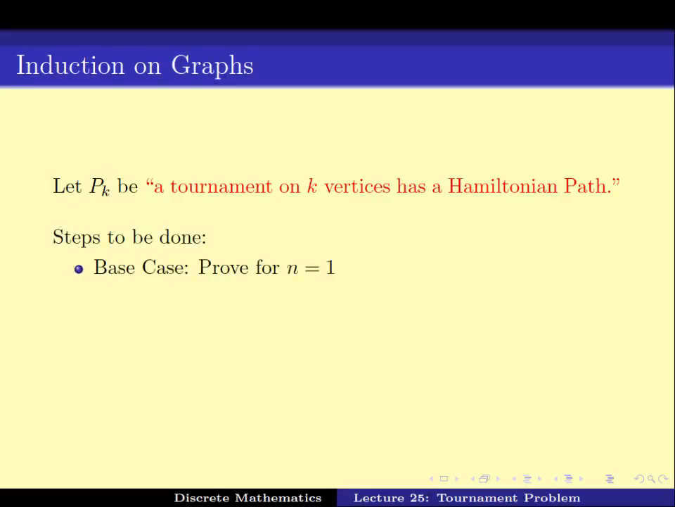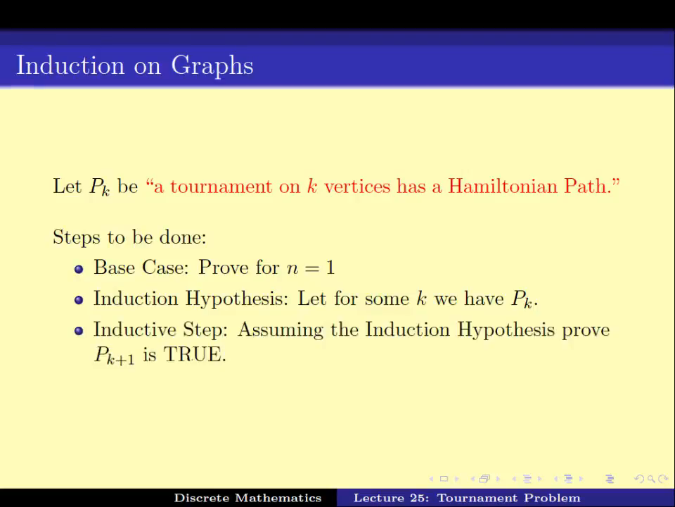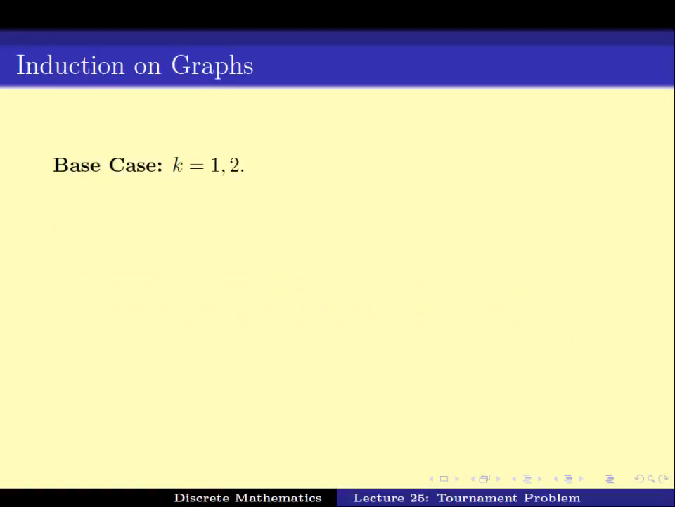to do three steps. First of all, base case, then induction hypothesis, where we say that okay, let it be true for some k, and then assuming that it is true for some k, prove the case for Pk plus 1. Right. Now the base case, so k equals 1 and 2, just for simplicity I have taken both the cases. Now what are the cases?